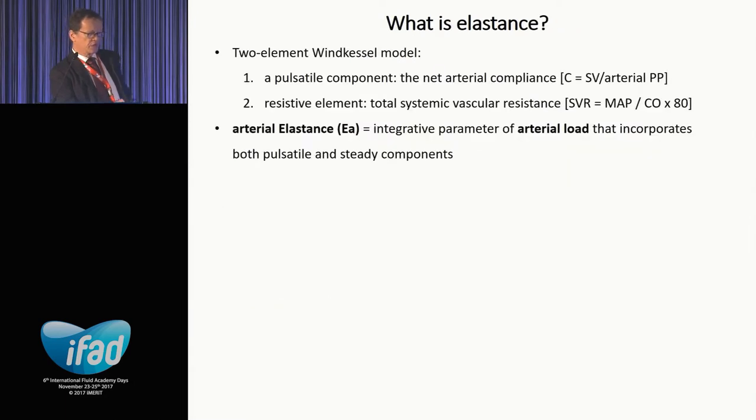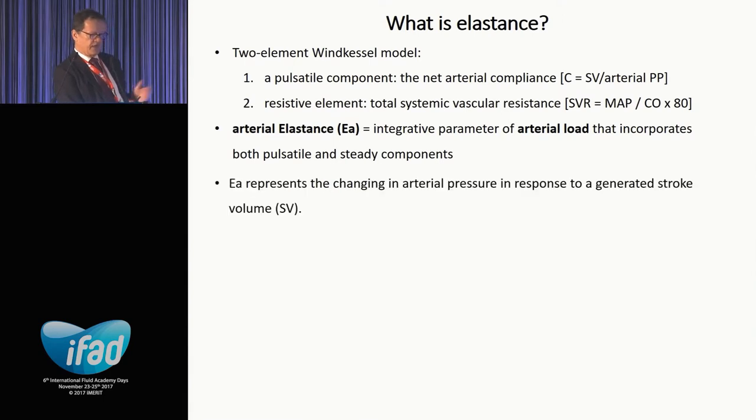All right, so we have a two-element Windkessel model, a pulsatile component, which is the net arterial compliance, and a resistive element, which determines your total vascular resistance. So the arterial elastance is an integrative parameter of arterial load that incorporates both the pulsatile and the steady components. And it represents changes in arterial pressure in response to the stroke volume of the left ventricle, as I said.